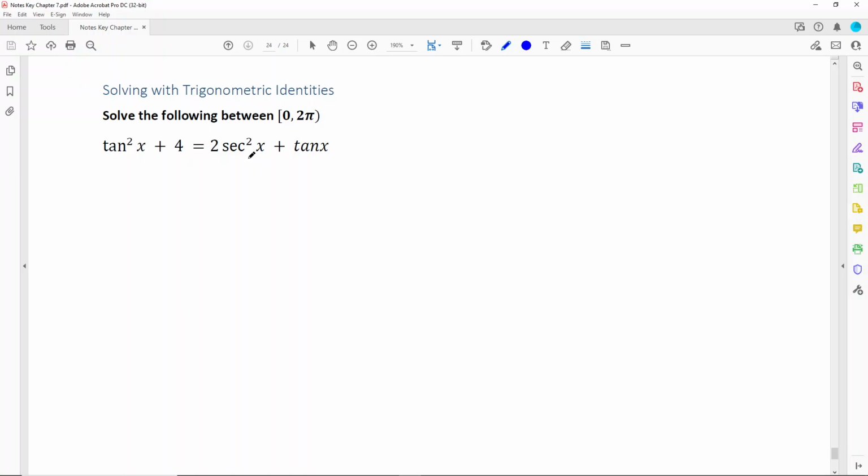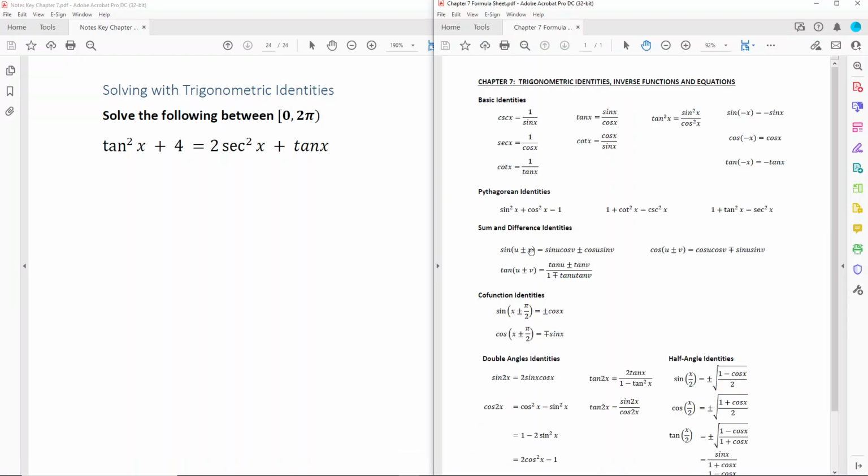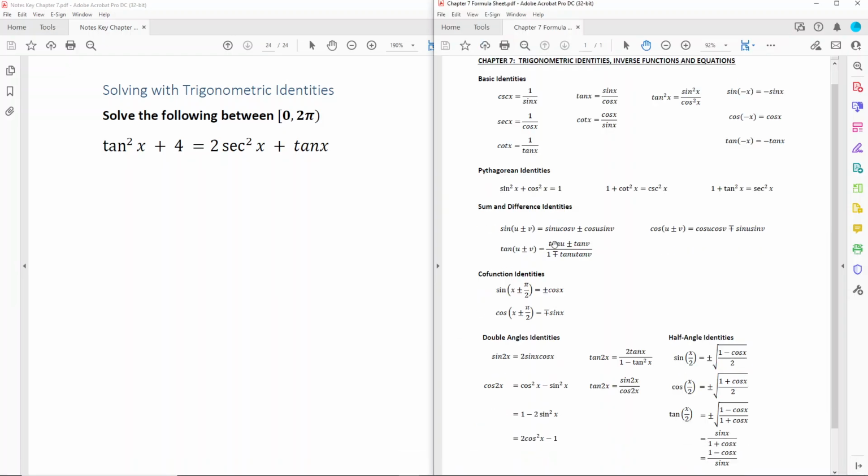So what I'm going to do with this is try to see if I can turn secant squared x into a tan x. So to do that, I'm going to open up my formula sheet, and I'm going to look to see if there's something I can use. Now I see a squared trig function and I automatically jump to my Pythagorean identities. In fact, if you look over here, you've got 1 plus tan squared x is equal to secant squared x. I'm like, if I do that, at least everything's going to be in tan. So I'm going to replace the secant squared x with 1 plus tan squared x.